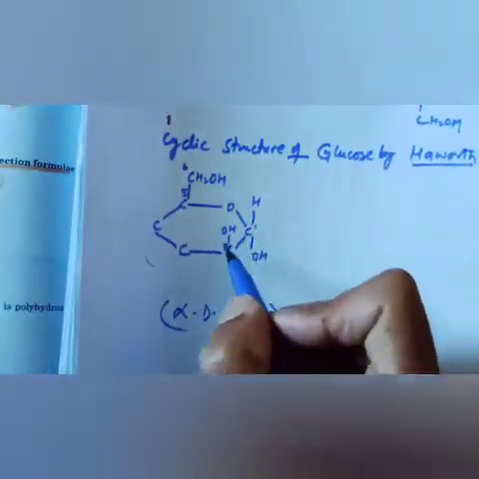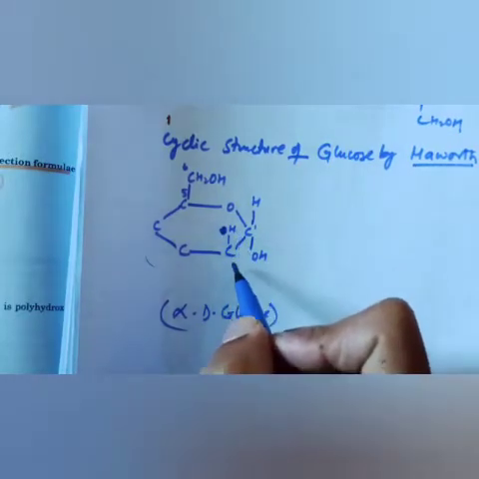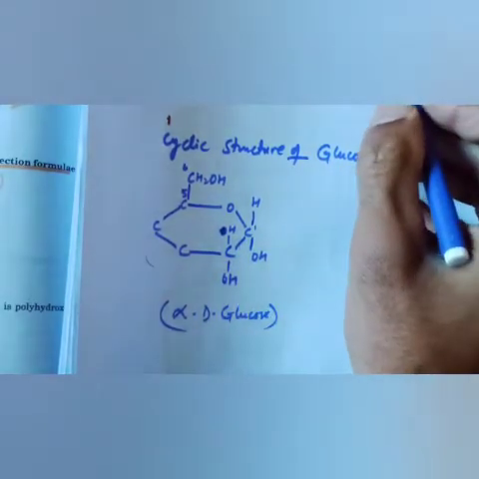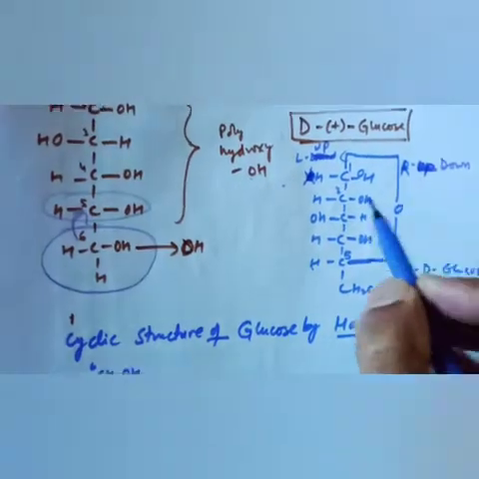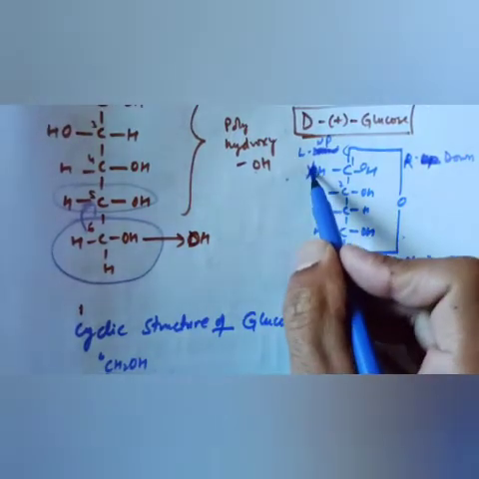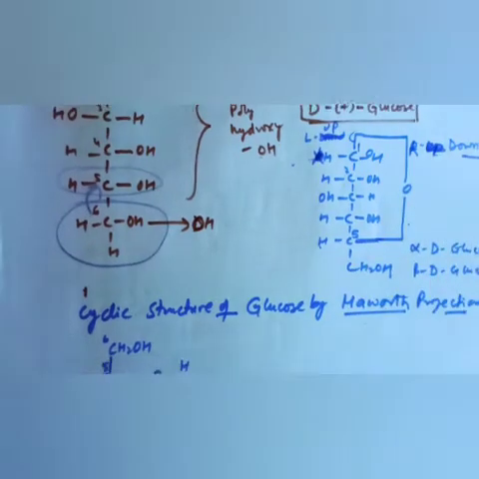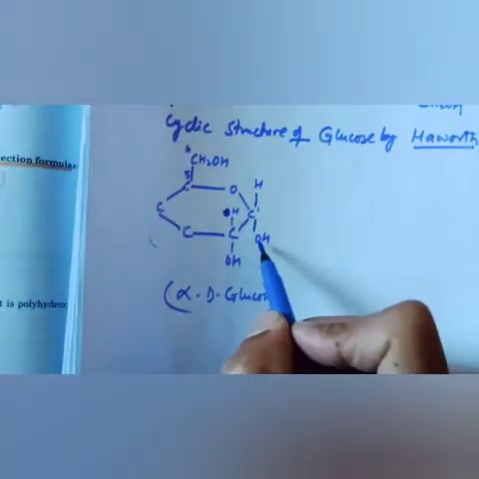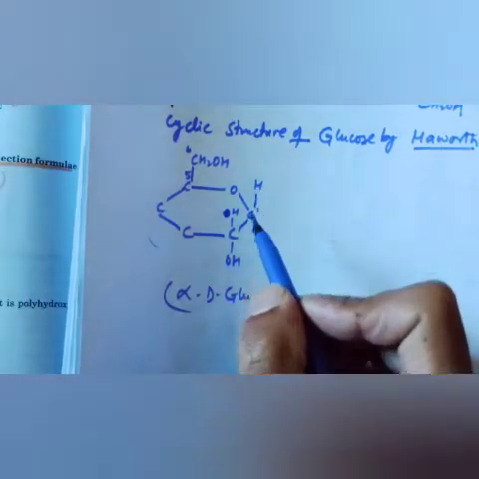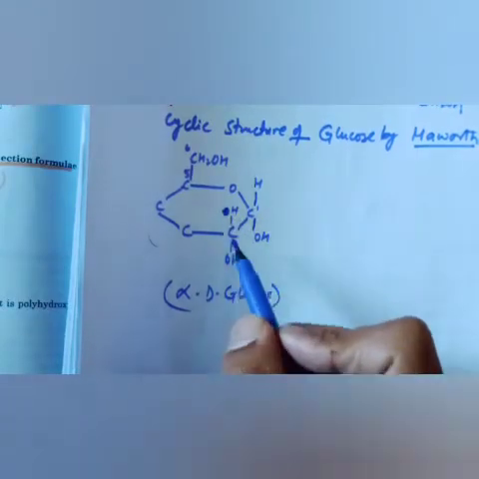Now H and OH: H we will make up and OH down. Left side we will make up, and right side we will make down now. Please do this correction. Whatever is on the left side, that will be up. Whatever is on the right side, that will be down. So the right side OH is down, and the left side H is up. See, H up, OH down.